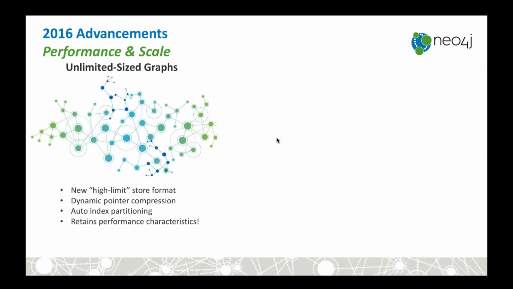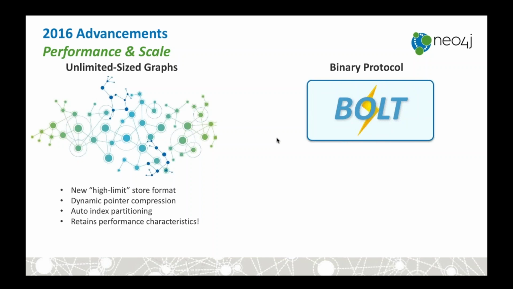We found a clever way to burst past these limits so that effectively you have no limits, and this leverages something we call dynamic pointer compression. We also do auto-index partitioning, so under the hood, once your schema indexes get to more than 2 billion objects, they automatically partition into more indexes. And the great thing about this is it happens without any compromise to performance.